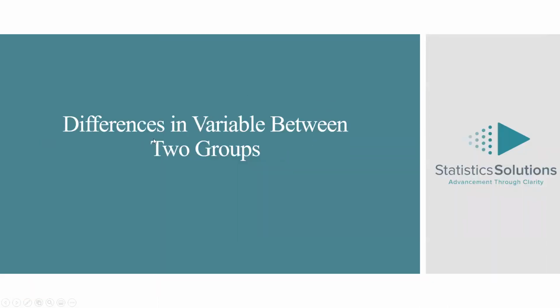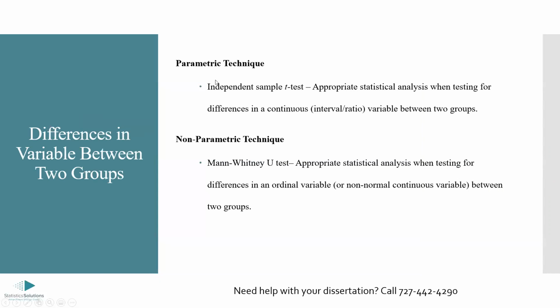So the first test of differences that we'll look at is comparing between two groups. And the parametric technique for this analysis is an independent sample t-test. So this is appropriate when you're testing for a continuous or interval ratio variable between two groups. For instance, if I'm looking at differences in GPA or maybe job satisfaction between males and females, that's when you run an independent sample t-test.